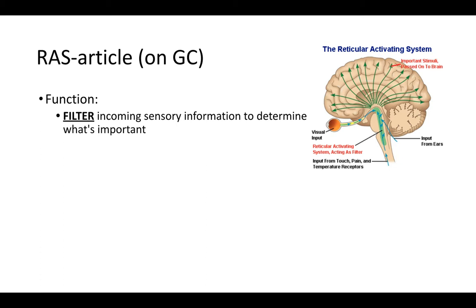Some of that information does not need to be passed all the way up to your cortex for processing. Some of that information is not important. Background noises are a great example of things that really don't need to go up to our cortex for processing. So the reticular activating system will filter the sensory information, determine what's important, and pass the important signals further up to your cortex.